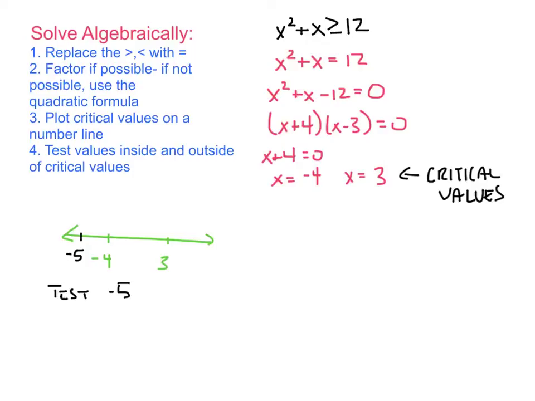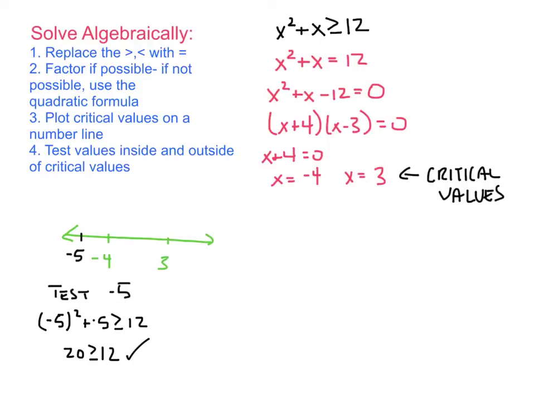So I'm going to plug that right back into this original x squared plus x and see if it's greater than or equal to 12. So negative 5 squared plus negative 5 is greater than or equal to 12. That'd be 25 minus 5. So 20 is greater than or equal to 12. Is that true? Yes. So this would be shaded, right?